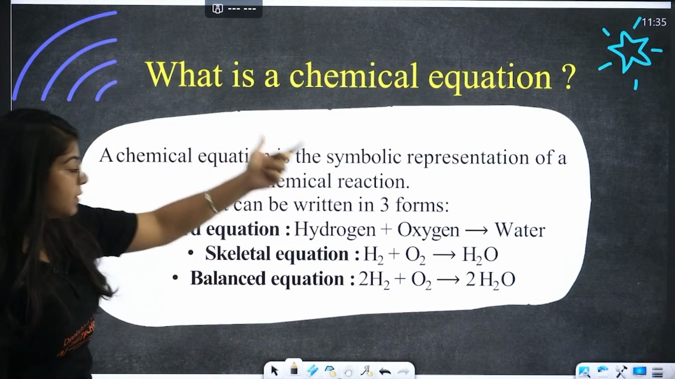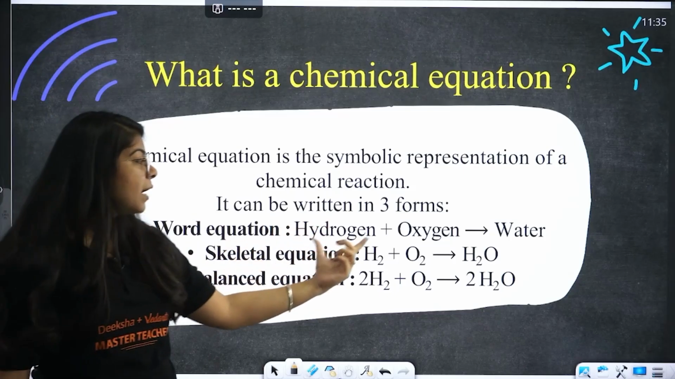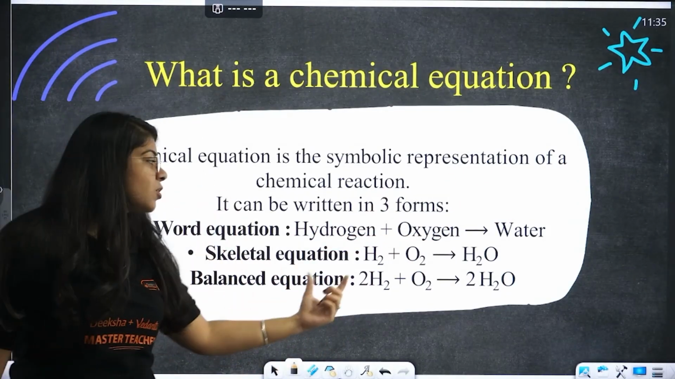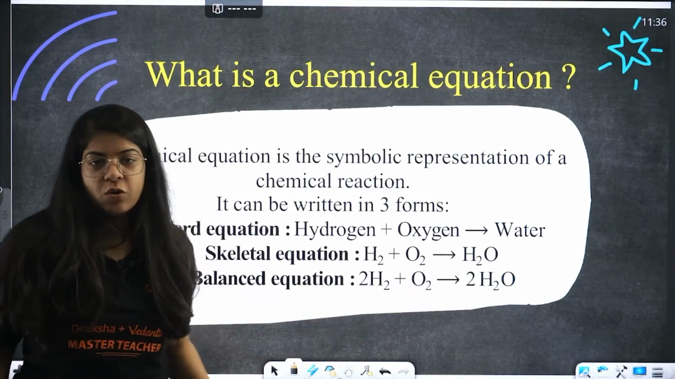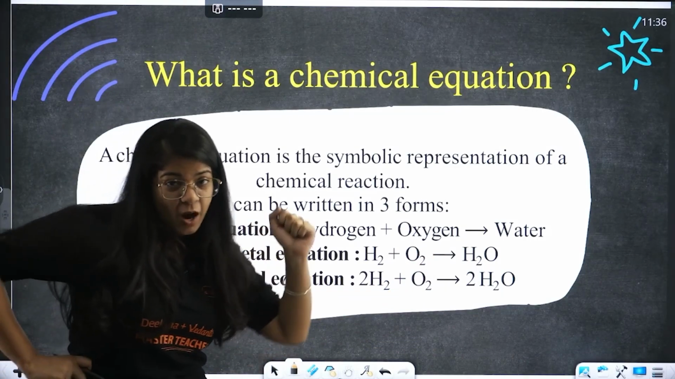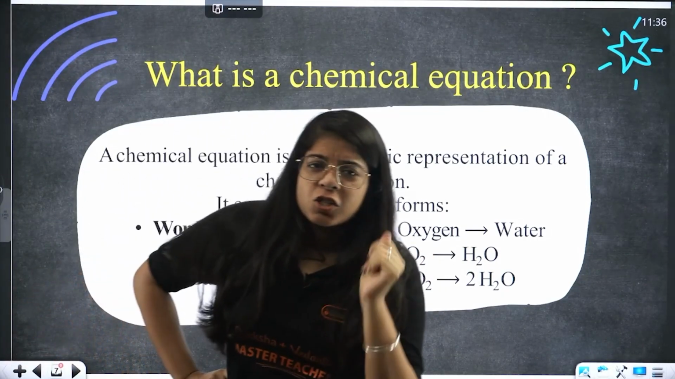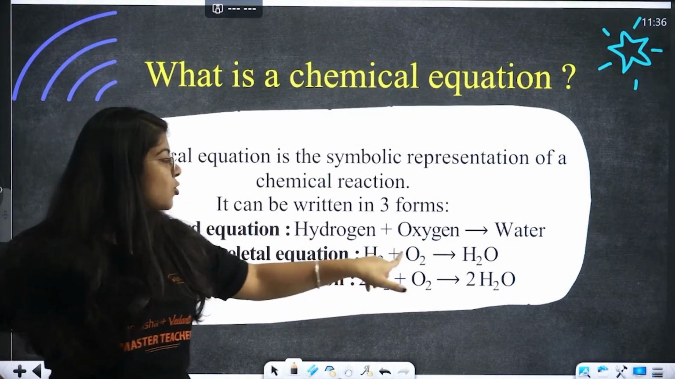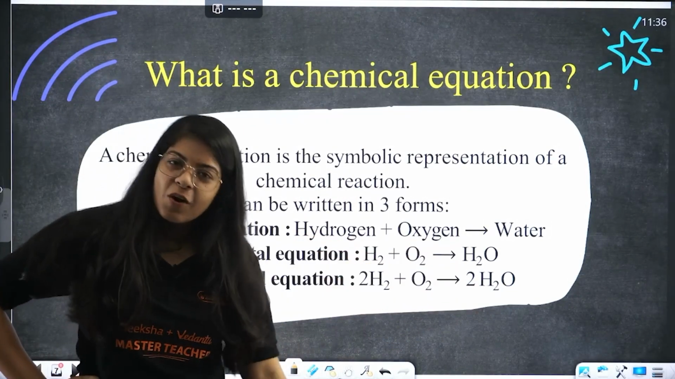It can be written in three forms. Word equation is simply hydrogen, oxygen, water. You can write it. Skeletal equation is H2 plus O2 gives H2O. That is also fine. But we are good people. We are smart people. We will balance the equation, and the balanced equation will be 2H2 plus O2 gives 2H2O. Understood?